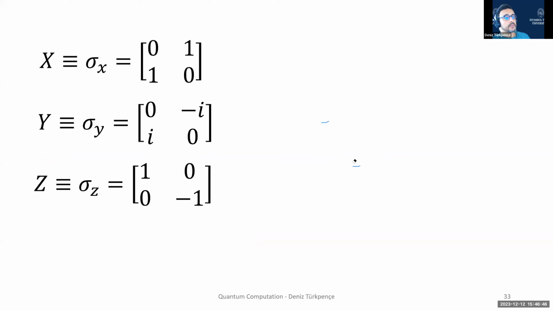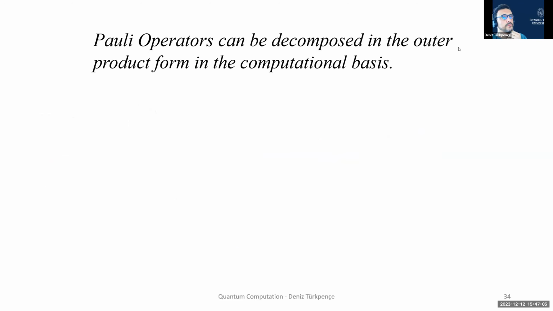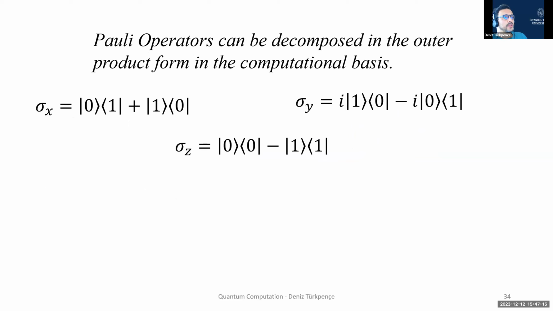And the other point is these operators are also Hermitian and unitary, which means that they are equal to their own conjugate transpose. We can play with these operators. These Pauli operators can be decomposed in terms of the outer product form in the computational basis. So you can simply write sigma x in this form, sigma y in this form, and sigma z in this form, okay? In the previous slide, we have already found how to find the outer product matrix representation.